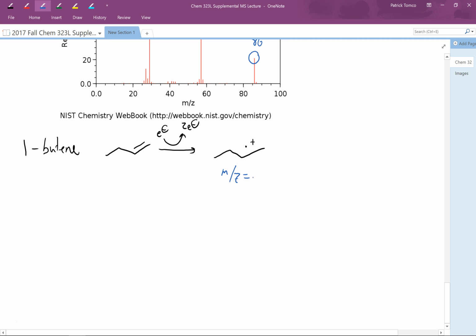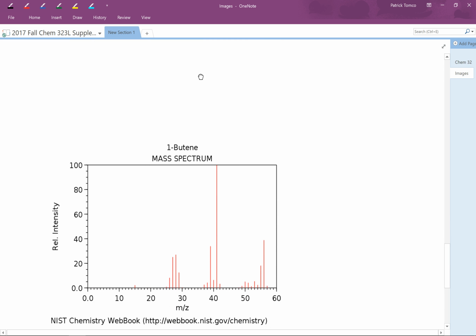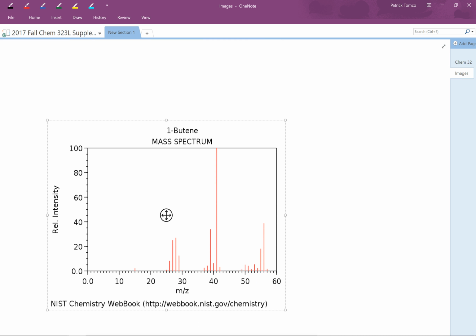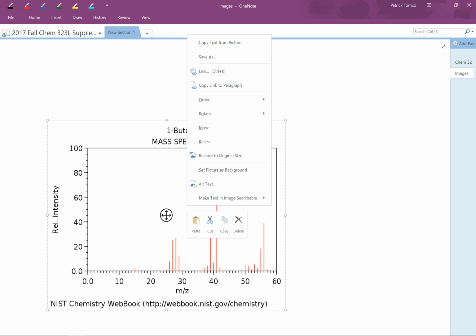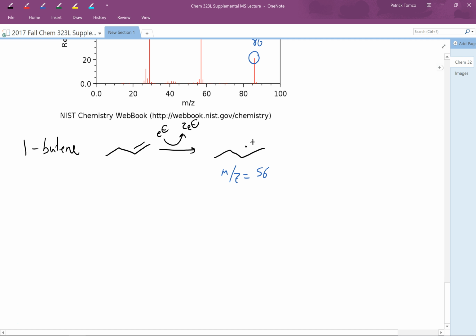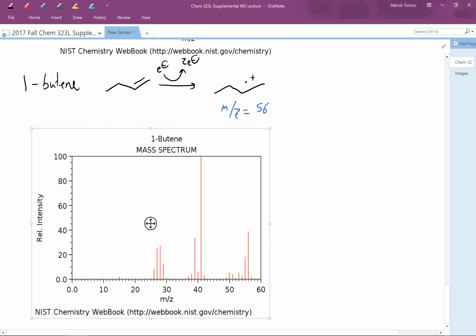So this mass here is going to correspond to my molecular ion, 56. And if I pull up the spectrum of 1-butene, I should be able to find the 56 present in there, and I do. Let me paste this in place here. I see a 56 present, but I'm also seeing this other one present at 41. So how can that correspond?